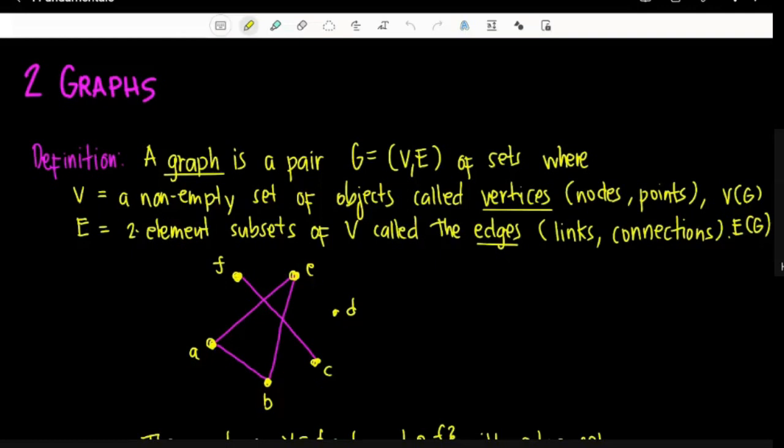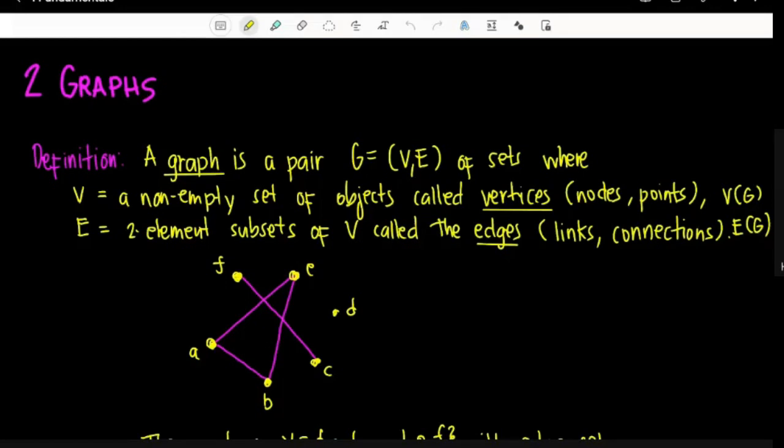Usually kasi sa engineering, ang tawag nila nodes. Kasi mga ano yan, mga representation of either electrical component or router when you're talking of networks. Kaya usually nodes ang representation nila. In math, usually it's a point, but in general, they are vertices. E is a set of two-element subsets of V called the edges.